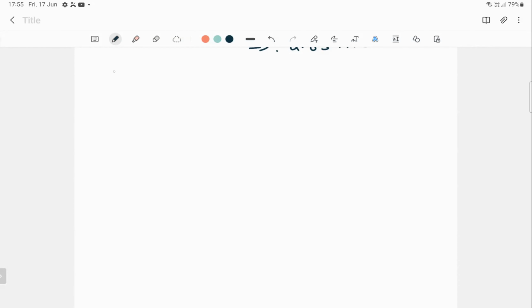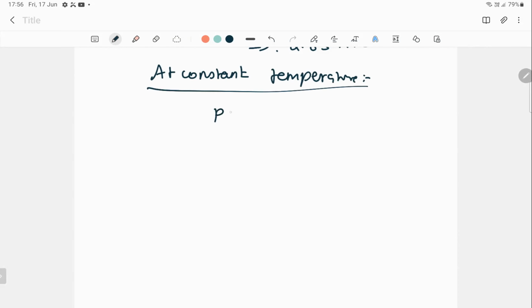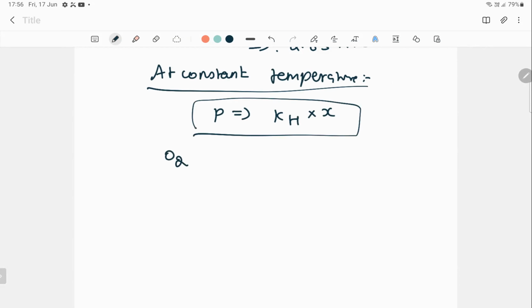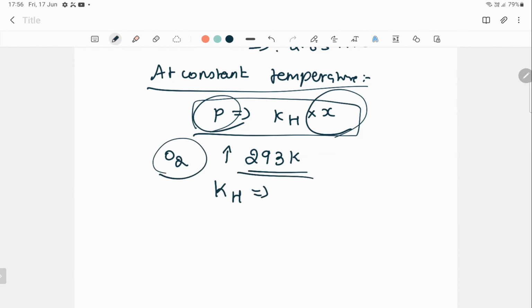Okay, so now we can get to the next one. That is seen at keeping a constant temperature. Henry's law suggested the equation: partial pressure is equal to KH into X. Slightly he made a modification. He took the oxygen gas and increased the temperature, first at 293 Kelvin. He calculated the partial pressure and the mole fraction. Finally, the Henry's law constant for oxygen gas at 293 Kelvin is 36.09 bars.